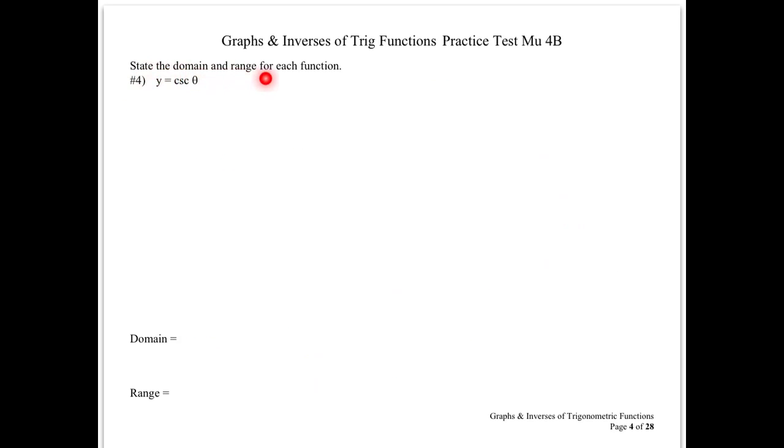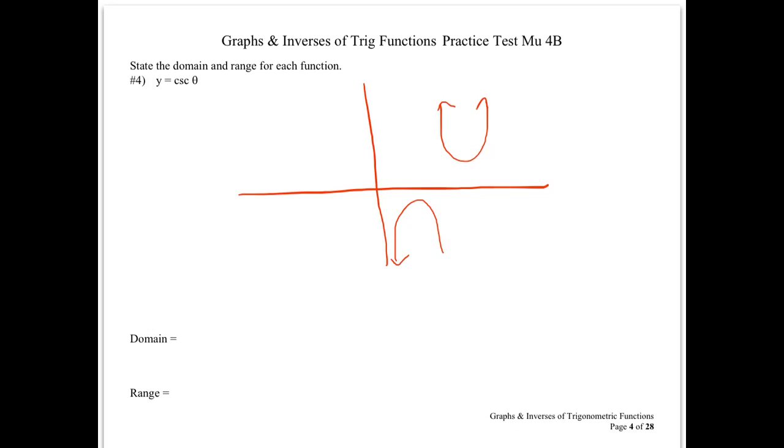You're supposed to state the domain and range for this function. To do that, you need to know what this function looks like. Hopefully you have that memorized. It should look something like this. Where there are vertical asymptotes here on the y-axis, and then here at 180 degrees, and another one here at 360 degrees. Should have that memorized by now.